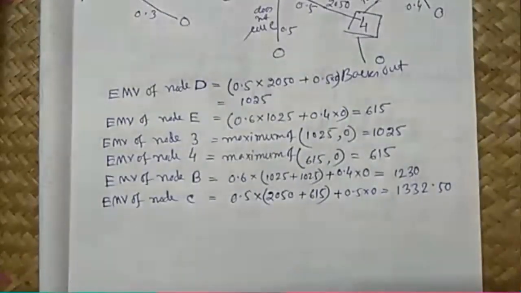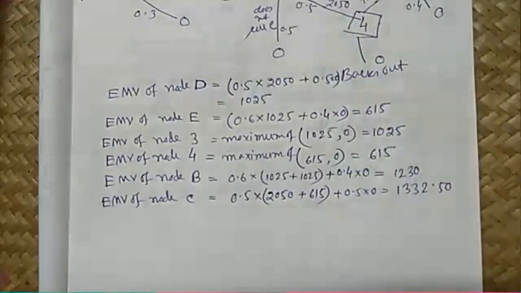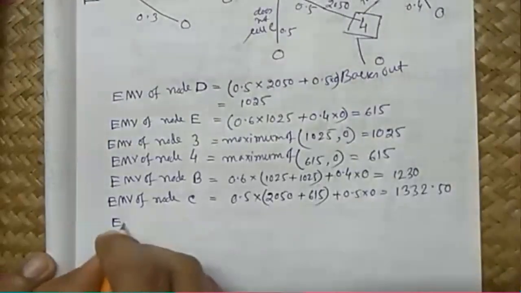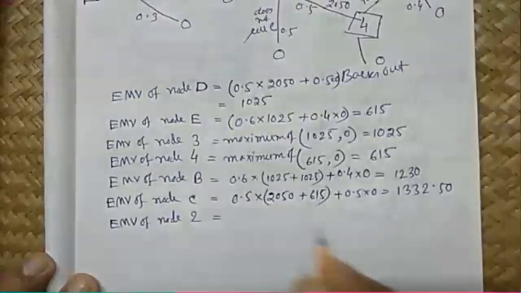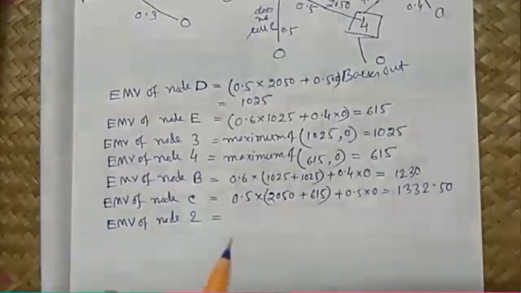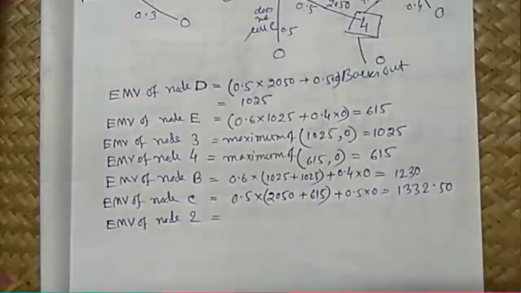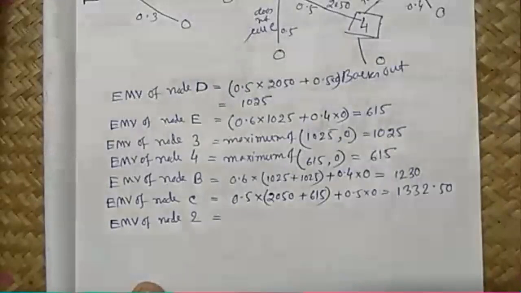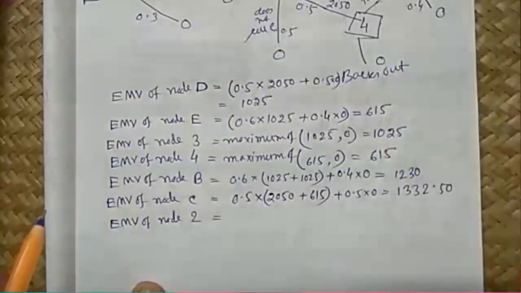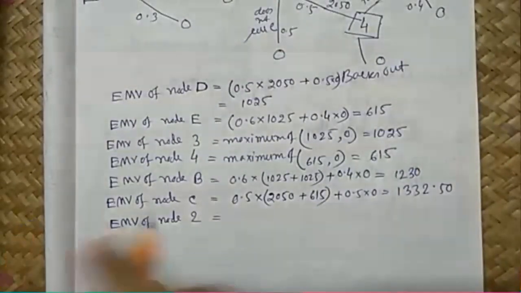Now we go further left to find out EMV of node 2. For EMV of node 2, there are three branches. One, he takes B; second, he takes C; third, he backs out. Can you tell me what happened here?